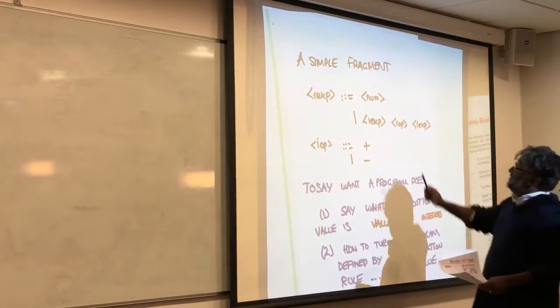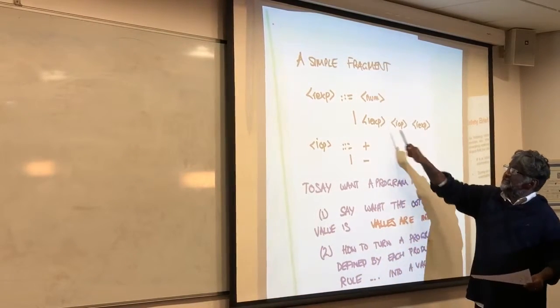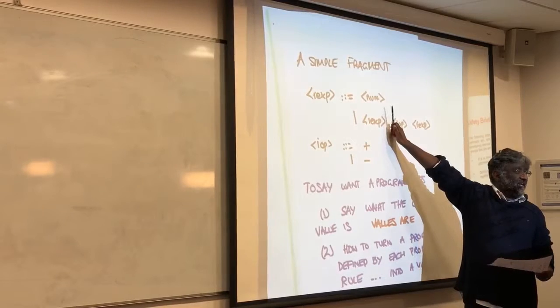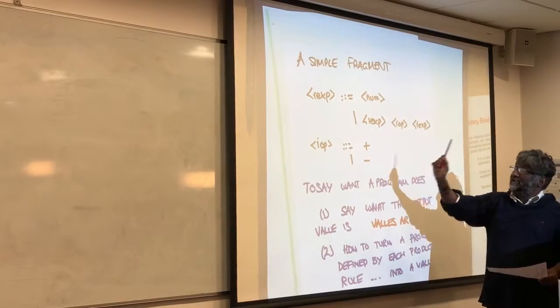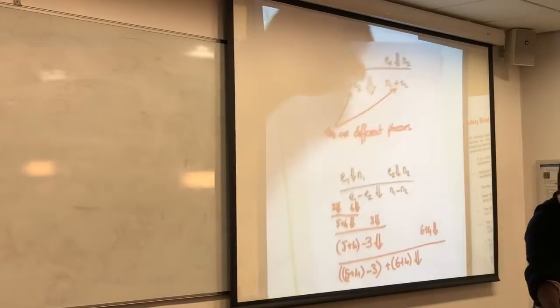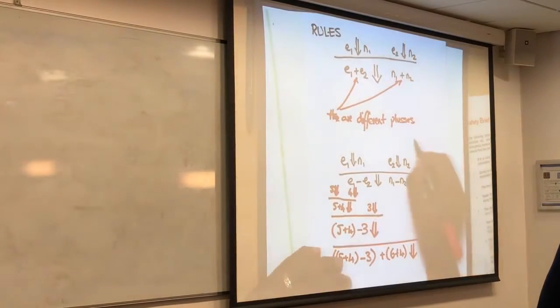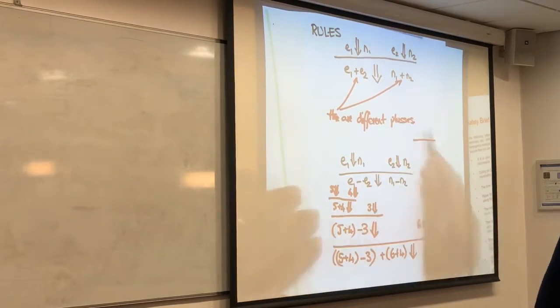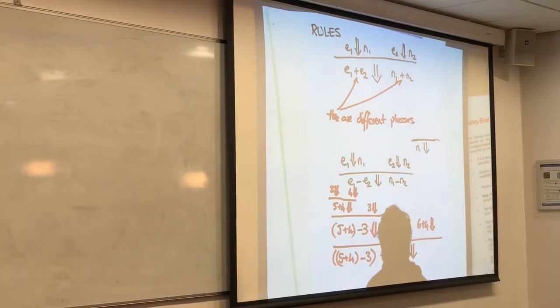I gave you rules for pluses and minuses, but I didn't give you the rule for numbers, how to evaluate numbers. It is trivial, but I still do need to give it to you. So, here's the rule. It just says, what does a number evaluate to? Guess what? It evaluates to itself. And you don't need to do any preparatory work, because you know the answer.